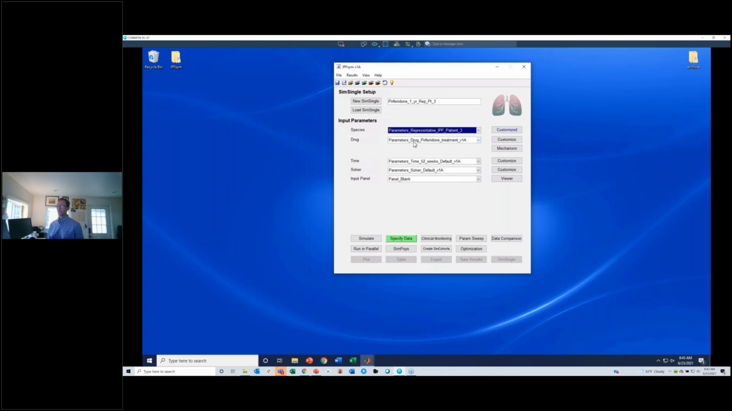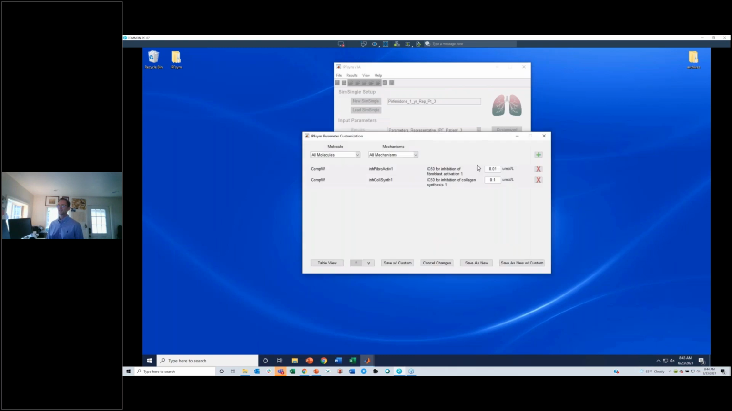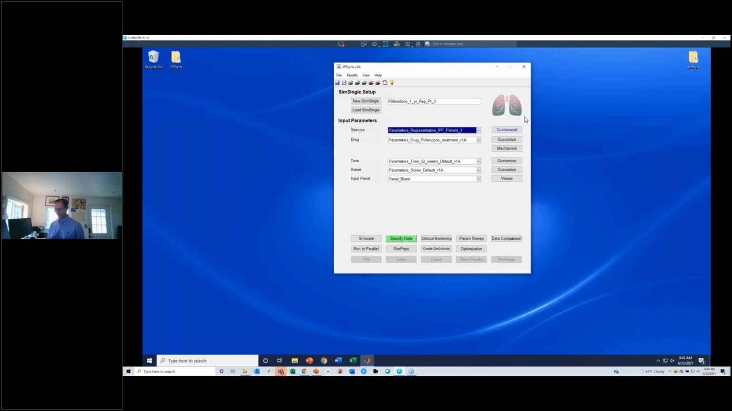Additionally, on representing the drug, in this case, this would be pirfenidone. If we click on this button, mechanism, it indicates that we are inhibiting the activation of fibroblasts and collagen synthesis in the fibroblasts, and it tells us the potency, the IC50 value with which we are applying those effects. All of that is available to you as a baseline for that which we're delivering, and the ability to modify to allow you to run your own novel simulations as well.